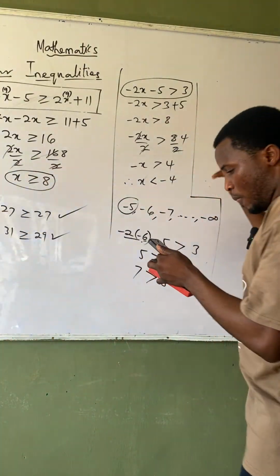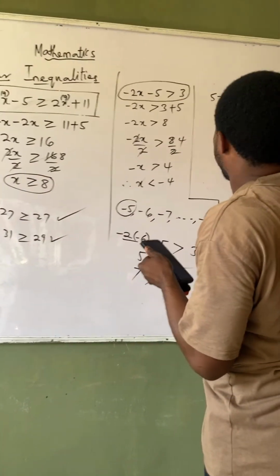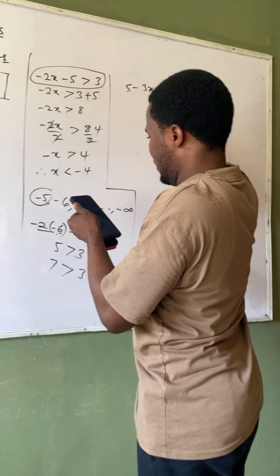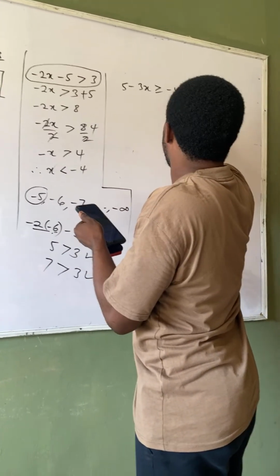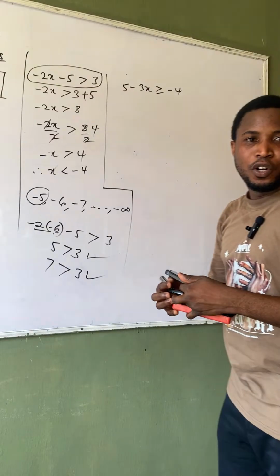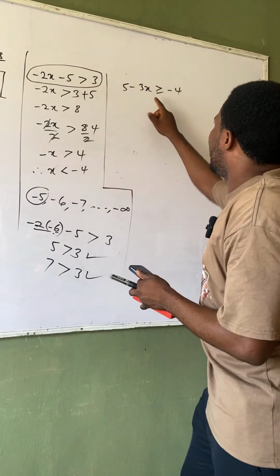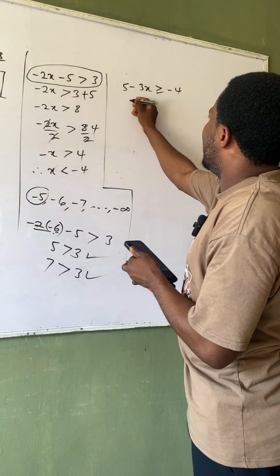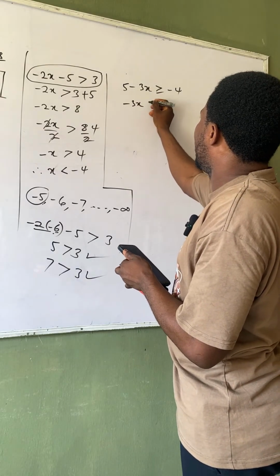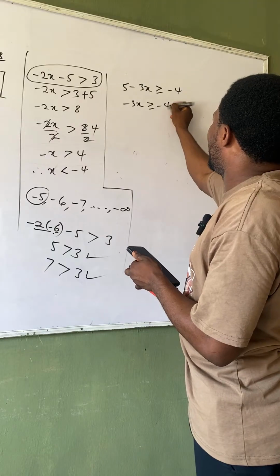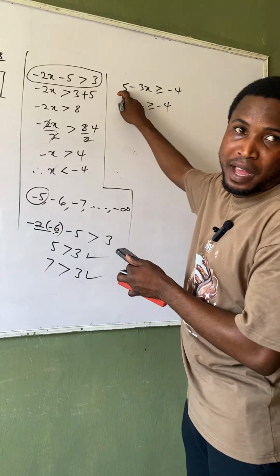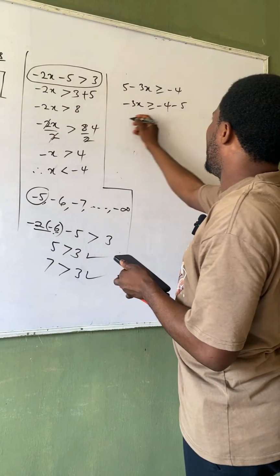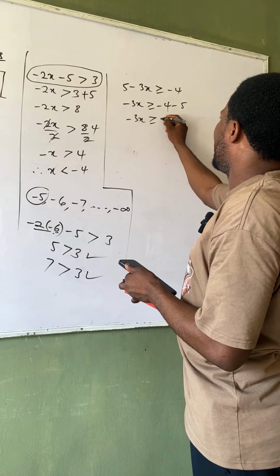Let's try here. So let's assume I have 5 minus 3x greater than or equal to -4. Okay, so how do we solve this? Now, the same way, we can collect the like terms. -3x greater than or equal to -4. This one is 5, and moving it here becomes -5. So what do you have? -3x greater than or equal to -9.